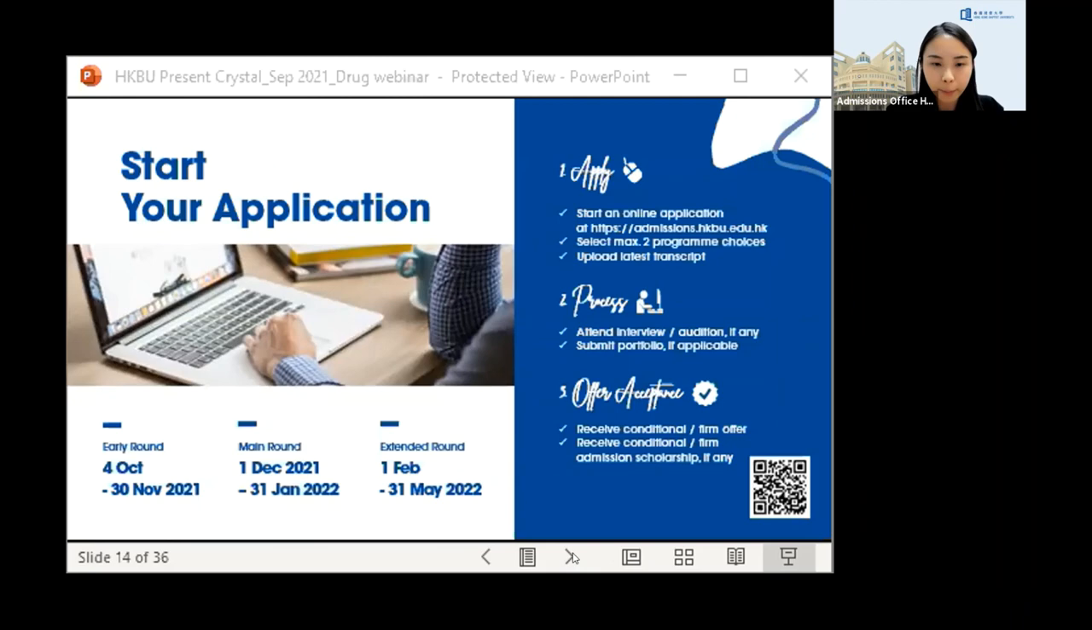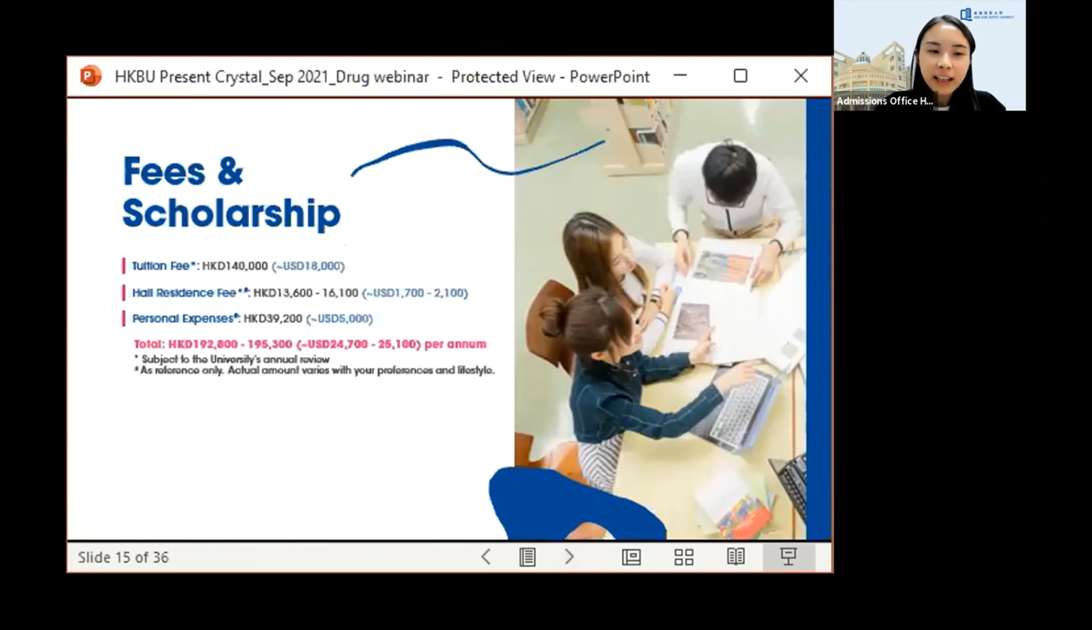And then here comes the most important information for all of you. If you're concerned about the budget of studying in our university, you may refer to this slide. It costs you around $18,000 to study in HKBU for 1 year. We also have halls in our university, and if you add up hall expenses and personal expenses, it would cost you around $25,000 per year to study in our university, which is a very, very reasonable price for studying in a university in Hong Kong compared to what you have to pay in the UK or US.